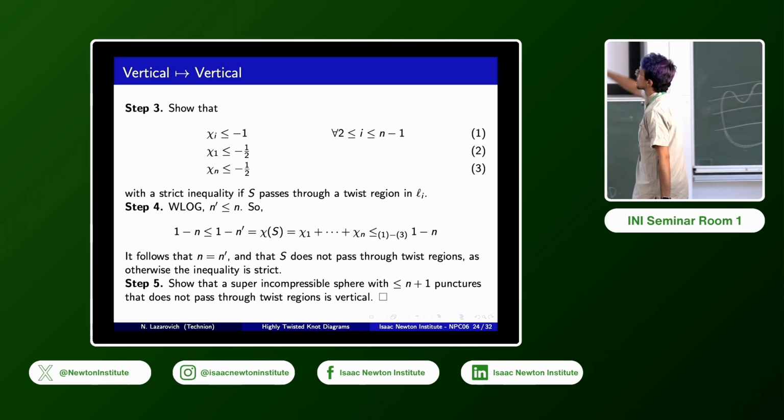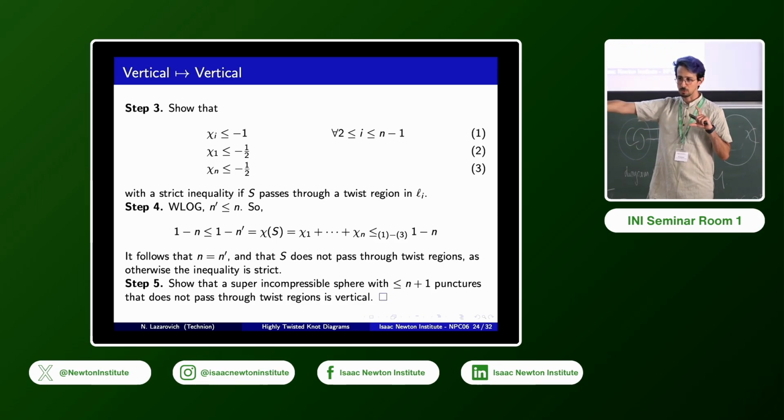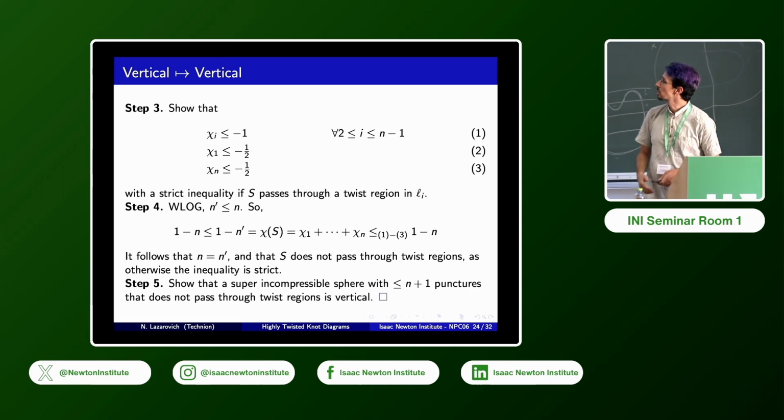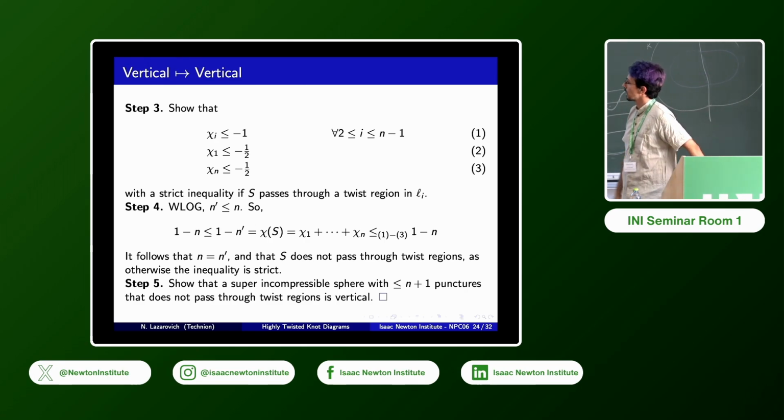Okay, so really the whole point there is step 3. So you analyze what happens in each one of the layers, and you show that the worst that can happen is what happens for a vertical sphere, and then it must be exactly what happens for a vertical sphere.